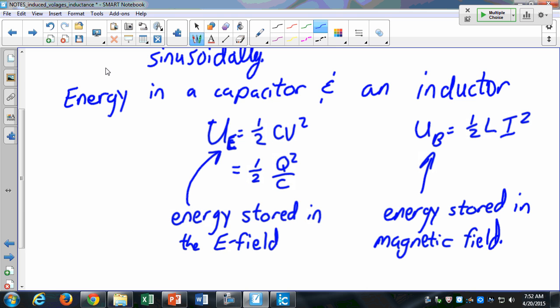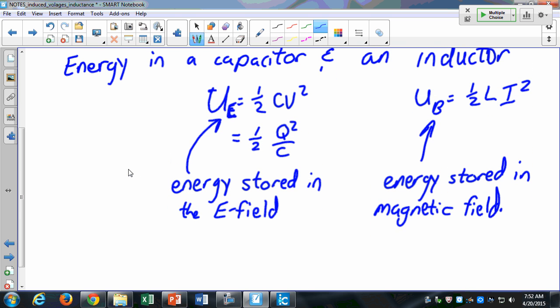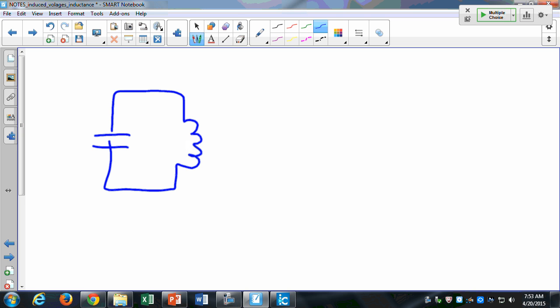All right, so if I think about this circuit where I have an inductor and a capacitor, I'm going to start with the capacitor fully charged. I start out with something like this, where I have a capacitor that's fully charged. So I'll show that here with 4 positive, 4 negative. And at this point, there would be no current within the circuit.